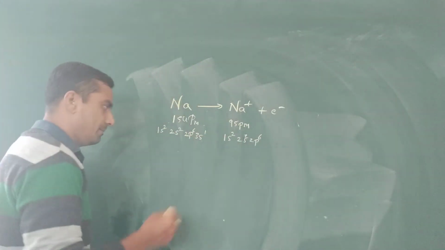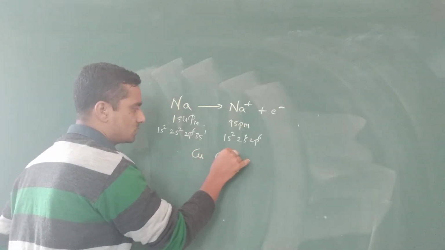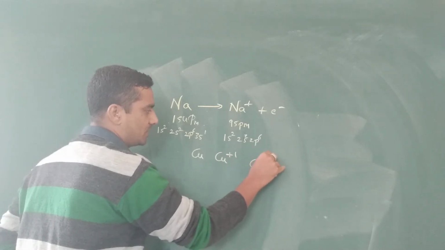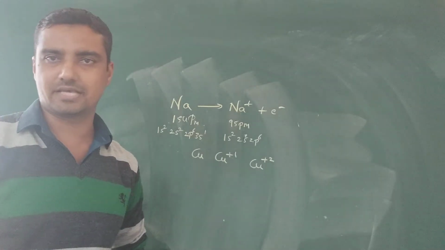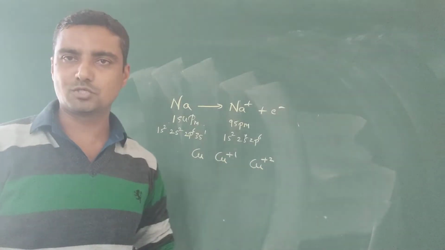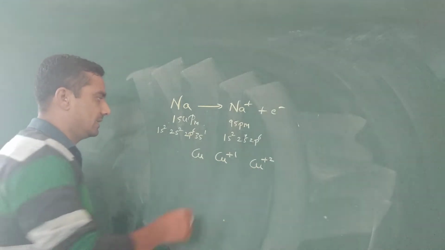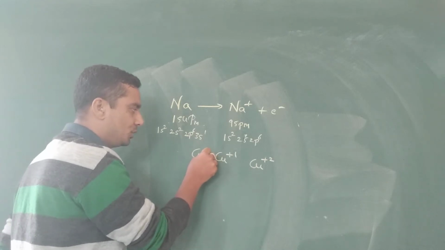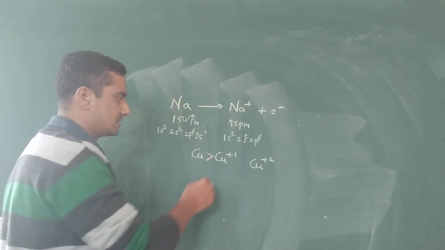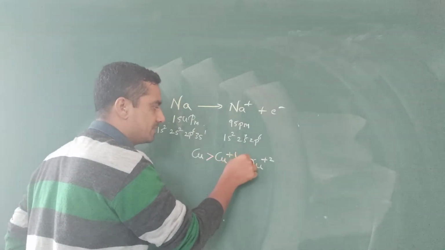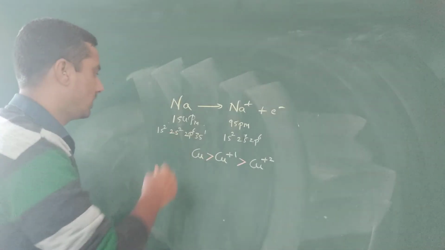Before that, let us consider copper, that is Cu plus 1, and here Cu plus 2. We will ask about the increasing order of their size: the copper atom, the Cu plus ion, and the Cu plus 2 ion, the cupric ion. We already know the neutral atom is larger in size as compared to the Cu plus ion, and that is still larger as compared to Cu plus 2.